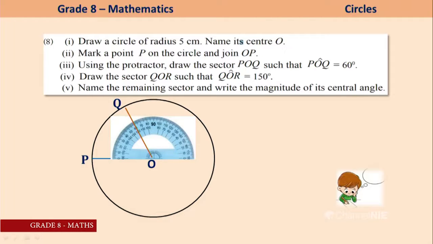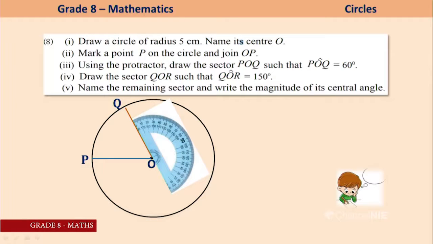Then the fourth question asks: draw the sector QOR such that angle QOR is 150 degrees. Then again you have to take your protractor and keep it like this and mark 150 degrees. Now you have to start from line OQ. Then mark 150 degrees and mark capital R.